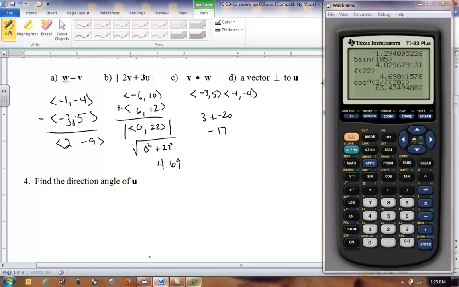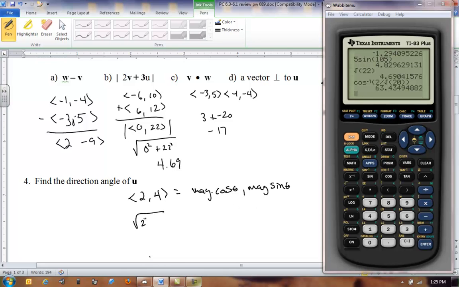The direction angle of u, so let's take u. u is 2 comma 4. Remember, the direction can be found by looking at the components. If we know the magnitude times the cosine of the angle, or the magnitude times the sine of the angle, I can find the angle for either one of these two. It doesn't matter which one. So I need the magnitude first.